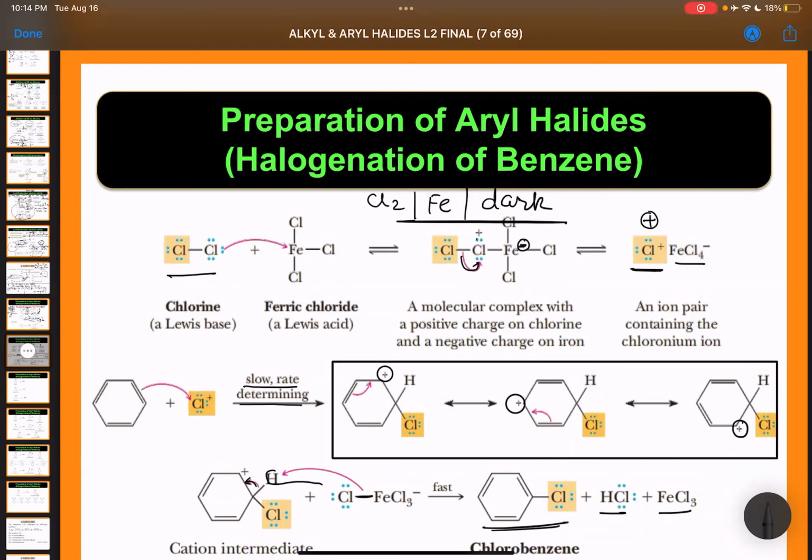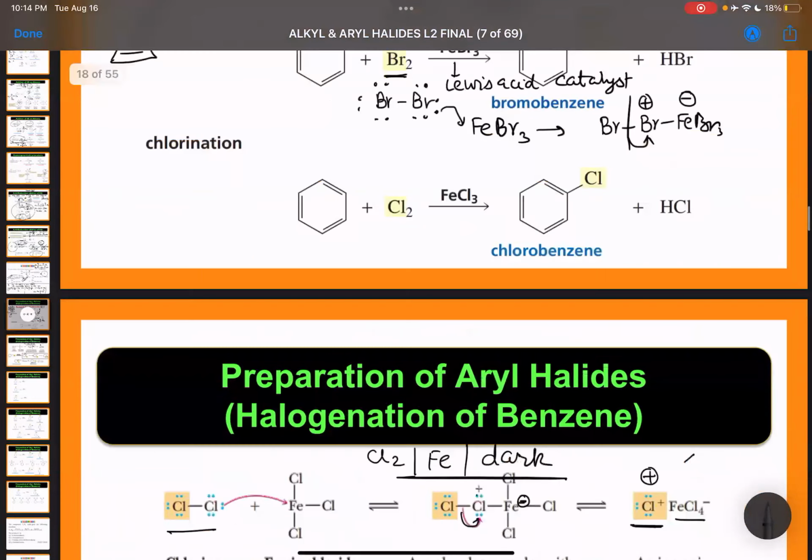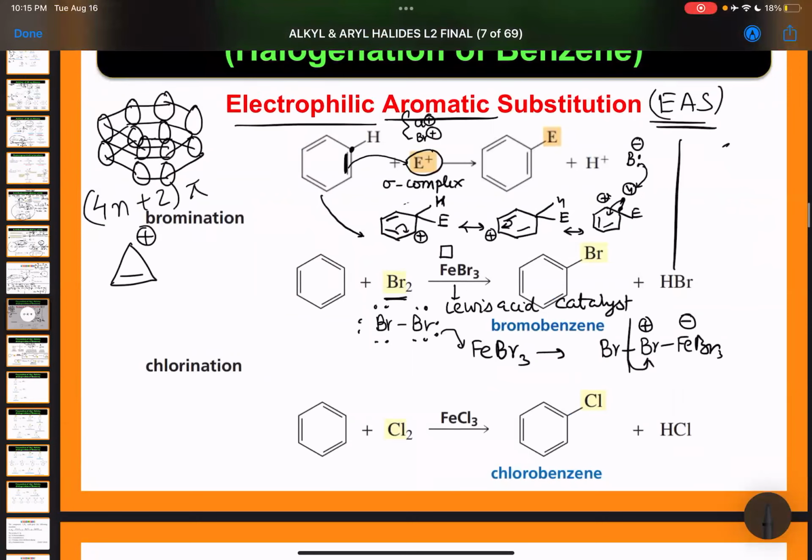So if someone asks you what happens if Cl2 is taken with light on benzene, suppose you take Cl2 and light, you can also write that.